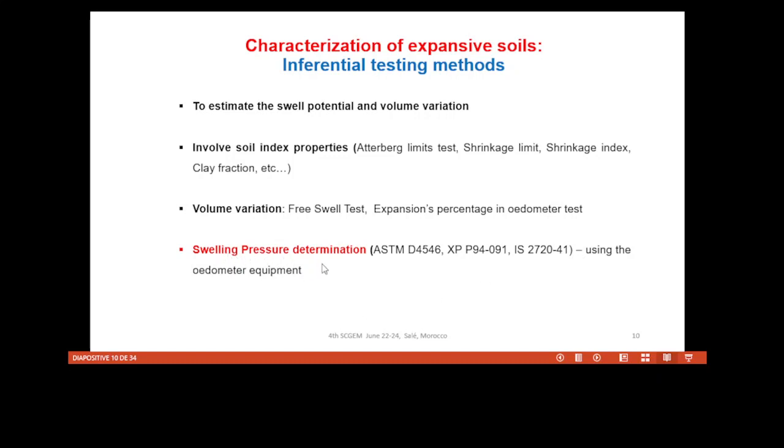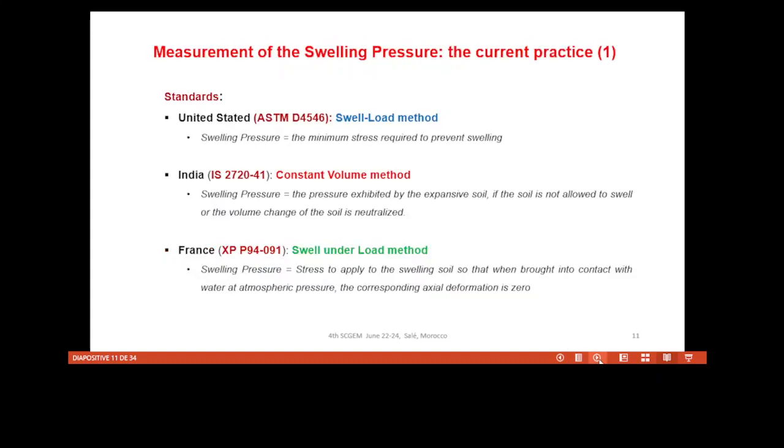Whilst for the swelling pressure determination, we can use one of the 3 standards: ASTM, US, XP, France, and IS, Indian standard, using the Oedometer equipment. The measurement of the swelling pressure, and what about the current practice?